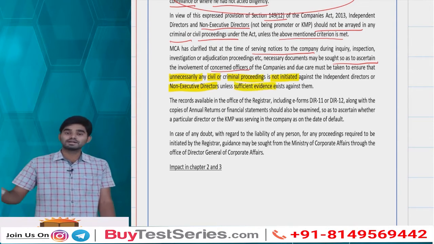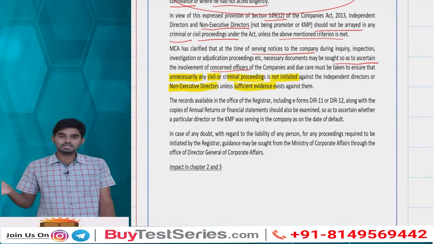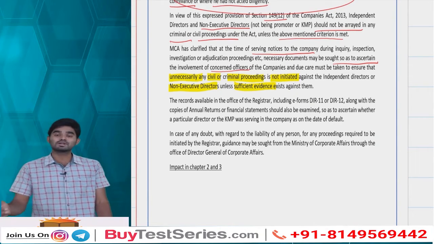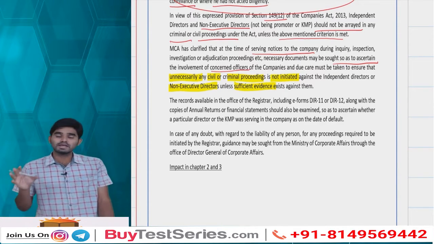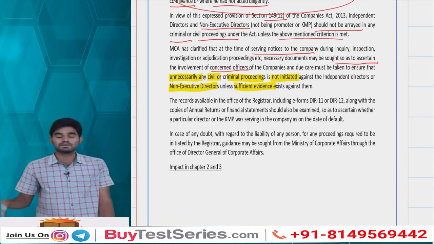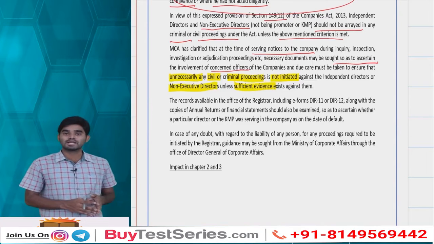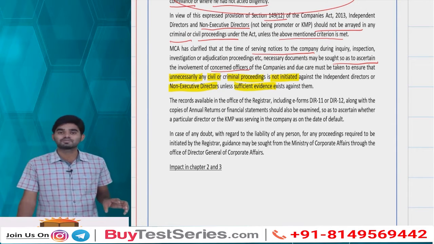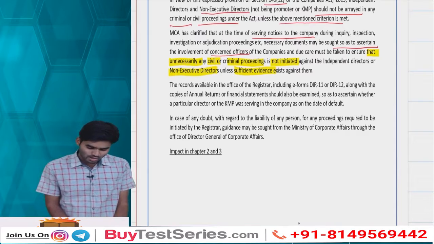Sir, whenever these authorities come to know that the company has committed certain fraud and these authorities are issuing any notice for any inquiry or a further investigation to the directors of the company, the authorities shall take care that these notices are not being sent to these independent directors, or unnecessarily you shall not take any actions against such independent directors and the non-executive directors unless you possess strong evidence that yes, these directors are involved in this particular offense. Clear, everyone?